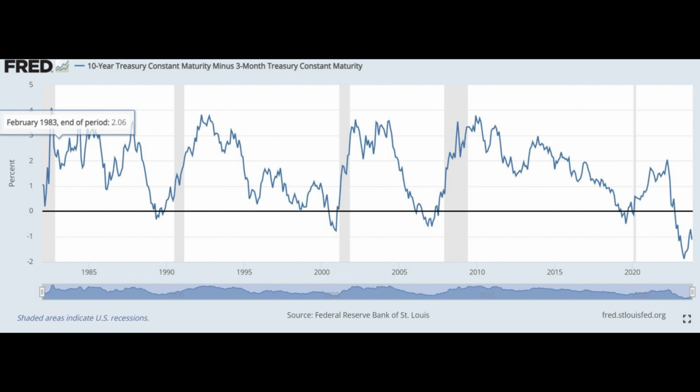On the Fed website, we have the 10-year versus 3-month yield. Recession is indicated by the gray shaded area. The graph here spans from the 1980s to the 2020s. Notice that recession happens only after the inverted yield curve turns positive.